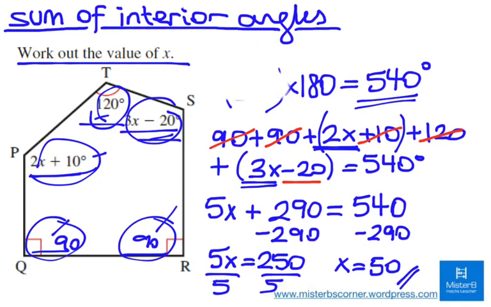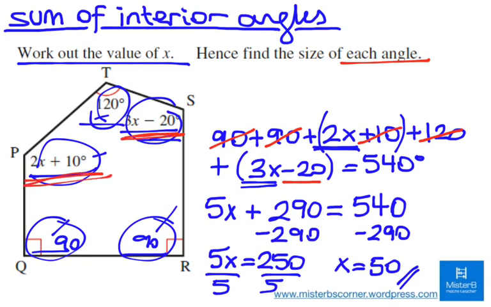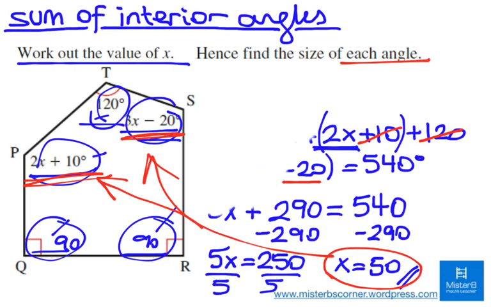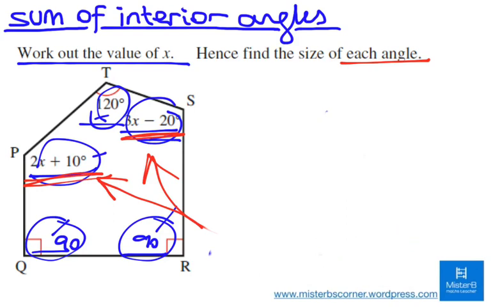When it says find the value of any particular angle, or as in this case, find the size of each angle, which means we need to find the measures of these two, right? We must go on, because we only found the value of x. We must substitute this value into these two expressions to find the size of these angles. So that's what I'll be doing in the rest of the solution. So let me get rid of all these. x equals 50. I'm going to go from here.